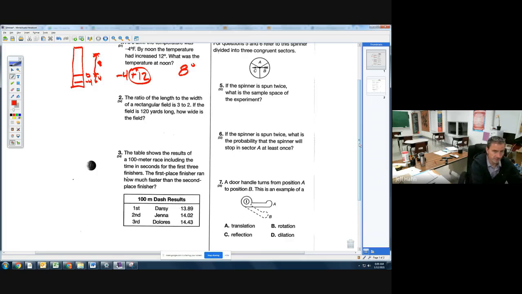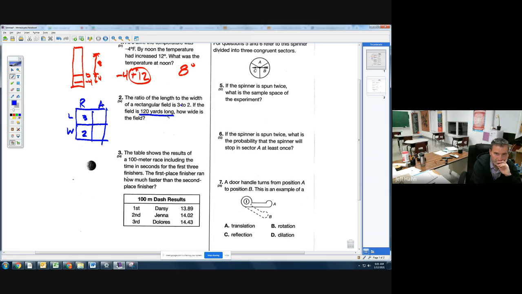Number 2 says it's a ratio, and I very, very, very strongly encourage you to draw yourself a ratio box. The length of the field to the width. So here we go. Before I even look at the numbers here, I'm going to draw myself a ratio box. Okay, this is the ratio. This is actual. What am I comparing? The length to the width. Length given first. First number, the length is 3. The width is 2. If the field is 120 inches long, that's the length.